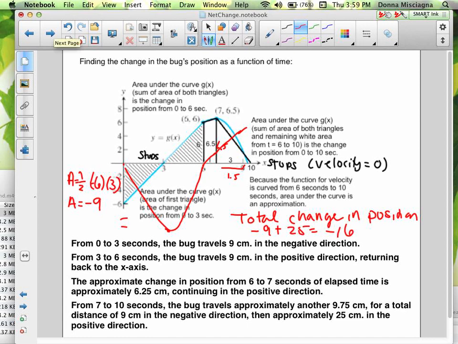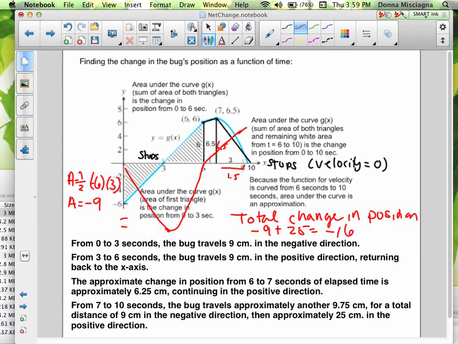I also could have done a Riemann sum here. It's a little hard to do the Riemann sum without a function to plug into, and it not being a real easy one to figure out in terms of rectangles. But the triangle is pretty close to approximating that. So that's the total change in position.